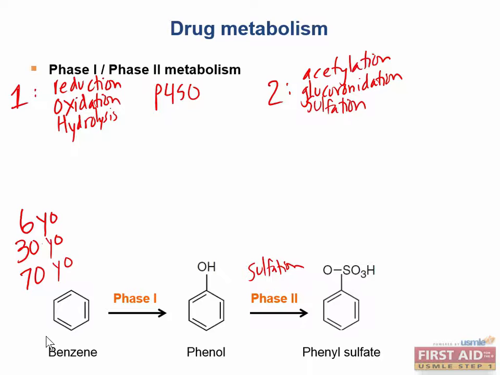Well, geriatric patients lose phase 1 metabolism before phase 2 metabolism. You can remember this by using the memory aid, geriatric patients retain gas. Gas is going to be an acronym for the phase 2 conjugation, so glucuronidation, acetylation, and sulfation.